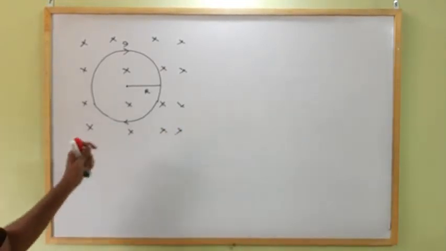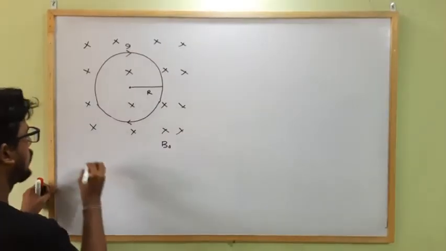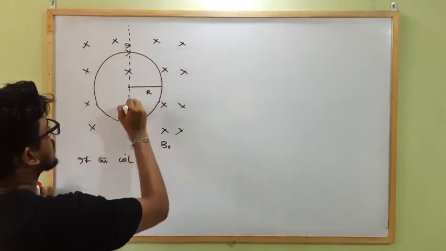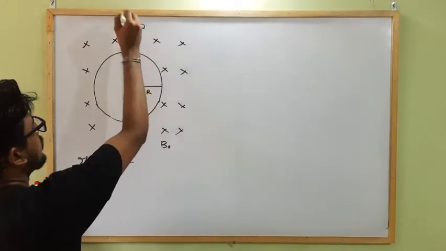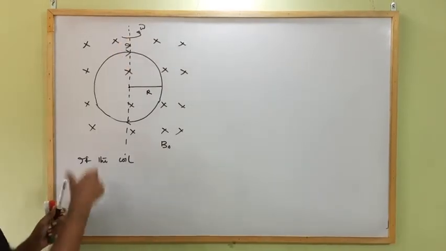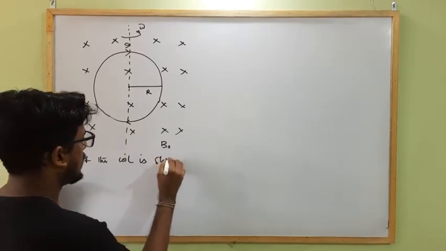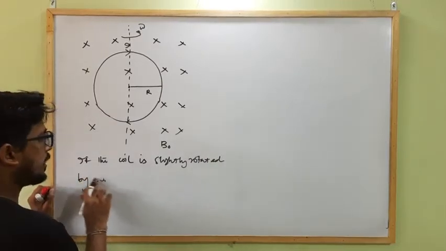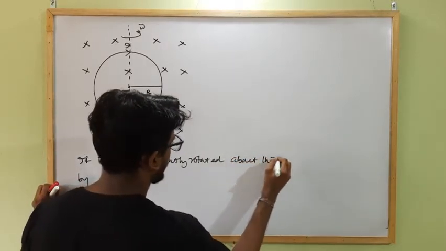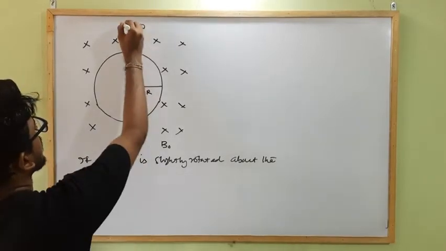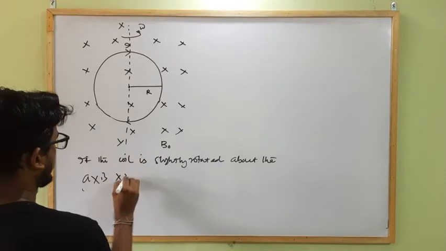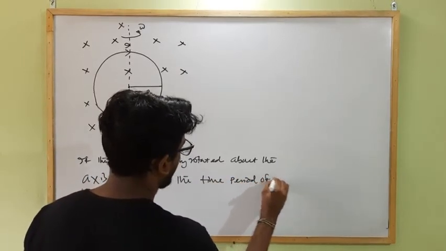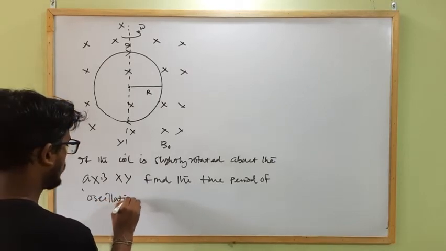Okay, clear? B naught. If the coil is rotated about this axis by omega, if the coil is slightly rotated about the axis, let this be xy, find the time period of oscillation of the coil.